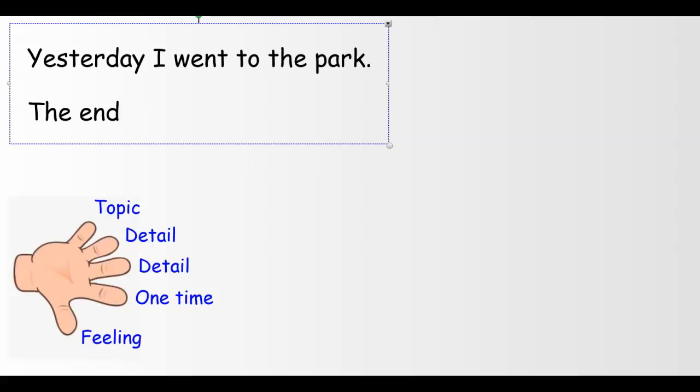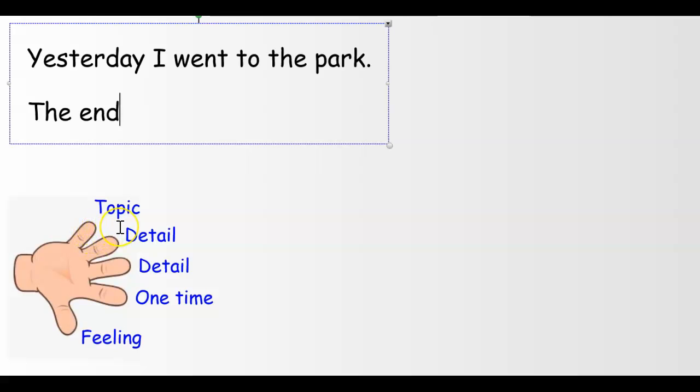So let's think, what else would you like to know? I would probably like to know who I went to the park with, or what did I do at the park? So I need to add more details to my story to make it more interesting. So we are going to use our 5-finger planner. We had talked about this in our writing lesson on Thursday. Our 5-finger planner is down here in this picture.